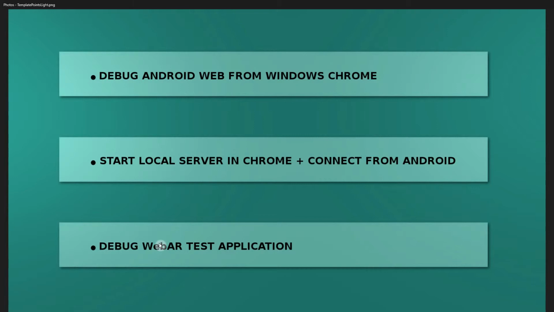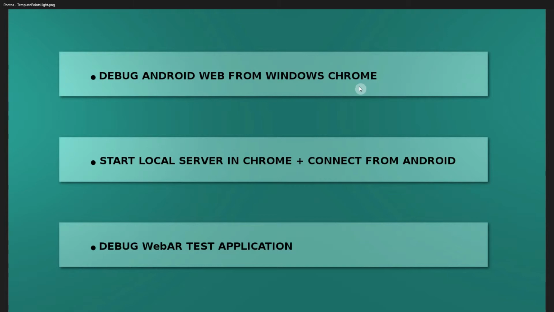And then we're going to show an example of how to debug a web application, a WebAR, augmented reality application that I've made, and we're going to test it from our phone and debug it from our computer. So first of all, we will need to connect the Android device to your computer.